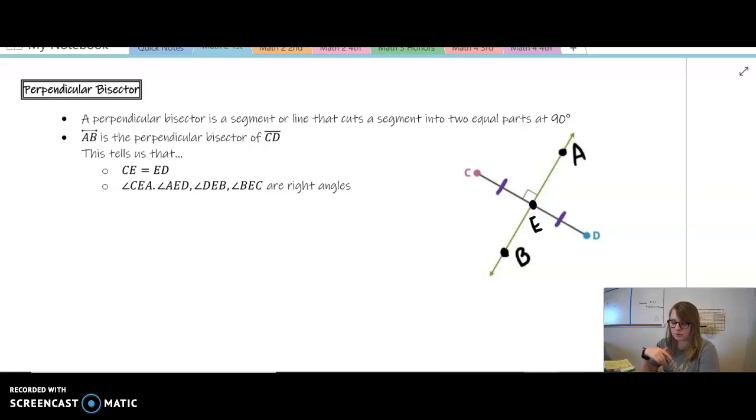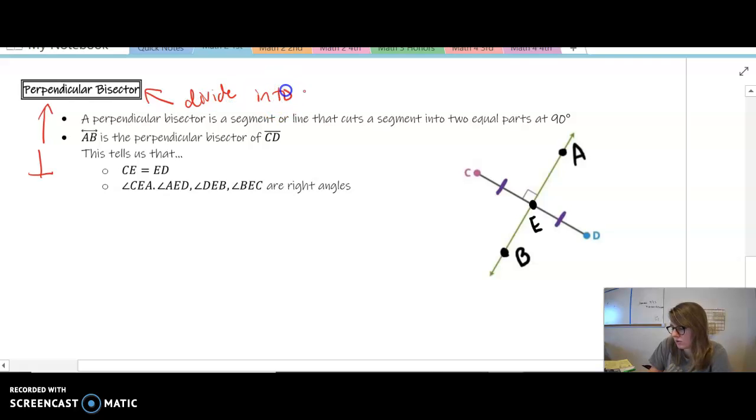And this is our last one. We have perpendicular bisector. So we could even break this down. Perpendicular, remember this little symbol. And bisector meaning, again, it's going to divide into two. Okay? So we have our formal definition. Perpendicular bisector is a segment or a line that cuts a segment into two equal parts at 90 degrees. So we know that AB is the perpendicular bisector of CD.